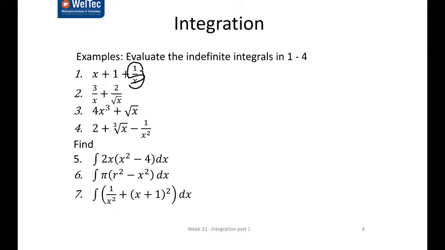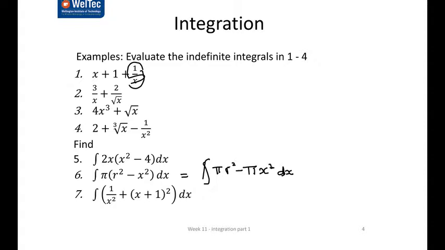In number 6, before you actually do the integration, it's pi r squared minus pi x squared. And now, thinking about that, to integrate pi r squared, that's a number like 3. So the integral of 3 is 3x.